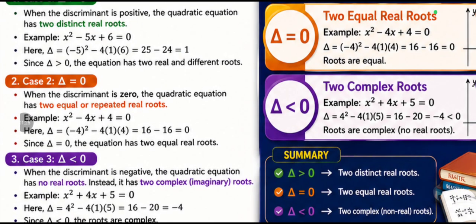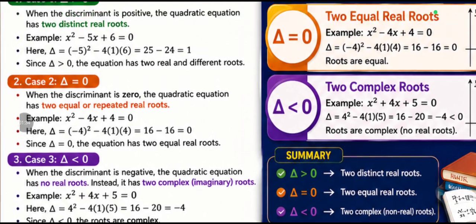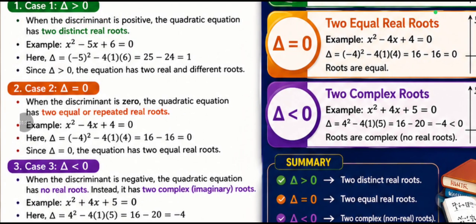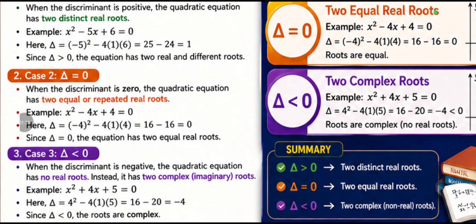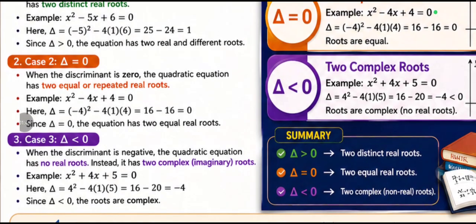For example, x square minus 5x plus 6 equals to 0. This is a quadratic equation. Here delta equals to b square minus 4ac. Here b is minus 5. That implies minus 5 whole square minus 4 into 1 into 6 equals to 25 minus 24 equals to 1. Whereas 1 is greater than 0. So delta is greater than 0. Since delta is greater than 0, the equation has two real and different roots.